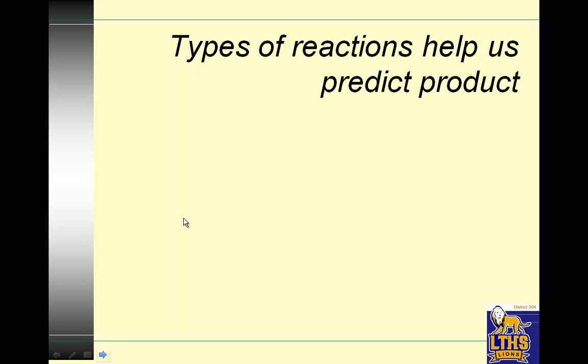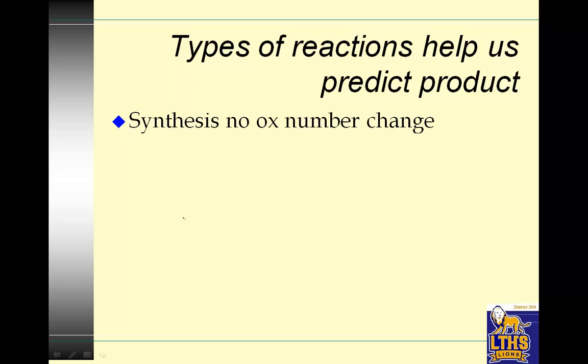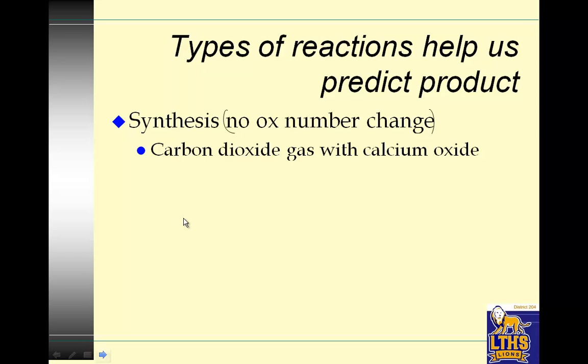Types of reactions help us predict the product, so you should identify the basic types of reaction. Synthesis has no oxidation number change. For example, carbon dioxide gas with calcium oxide. CO2 plus CaO, and again, since I've got gas, you get the very likely smush of CaCO3, solid.